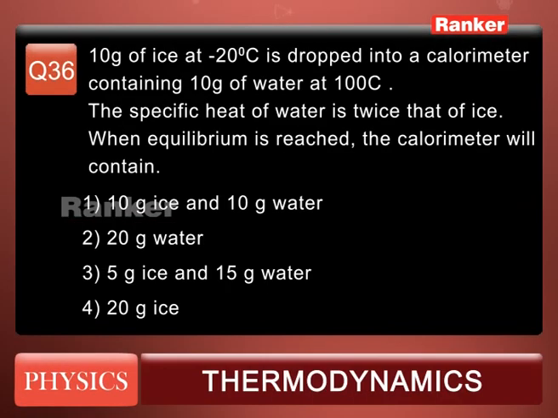Now, question number 36. It is given that 10 gram of ice at minus 20 degrees Celsius is dropped into a calorimeter containing 10 gram of water at 10 degrees Celsius. The specific heat of water is twice that of ice. When equilibrium is reached, the calorimeter will contain: first option, 10 gram ice and 10 gram water. Second option, 20 gram water. Third option, 5 gram ice and 15 gram of water. Fourth option, 20 gram ice.